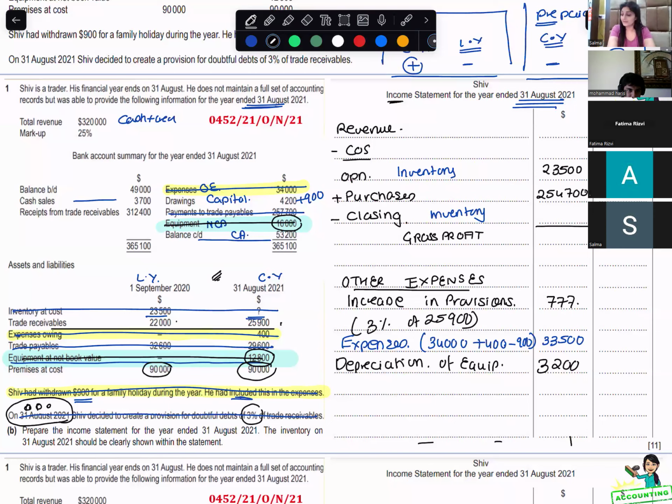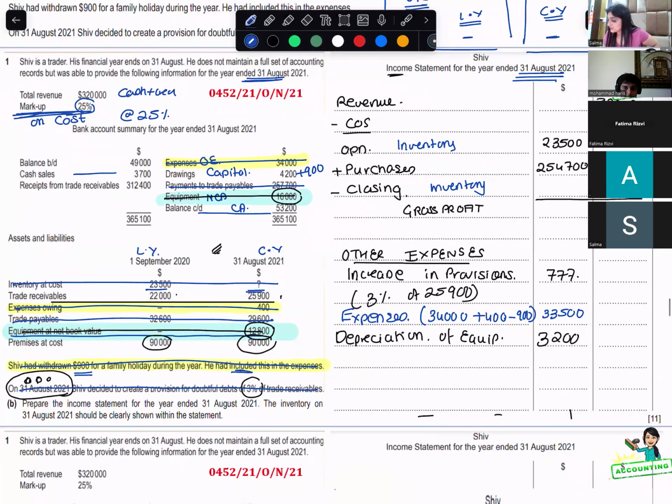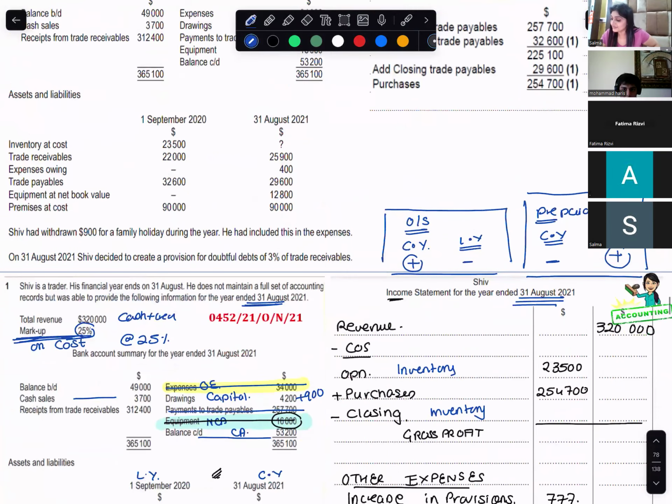Okay, now come on, tell me, how will I do it? They have given the markup, right? So you convert it. Markup is 25% given to me. Markup is 25% on cost. It is how much? 1/4. When I do that, I have been given markup.